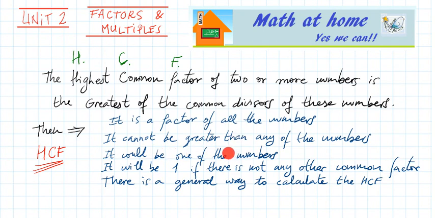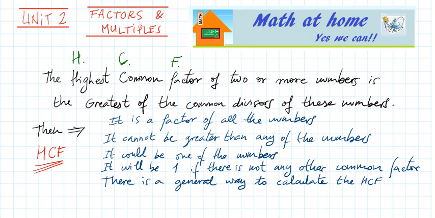It will be one of them. Yes, it can be one of them because every number has a factor that is itself. So it can coincide that this number is one of the common factors and then the greatest common factor is this. Can it be one? Yes, the highest common factor will be 1 if there is not another common factor. Okay, you have two numbers that are prime between them.